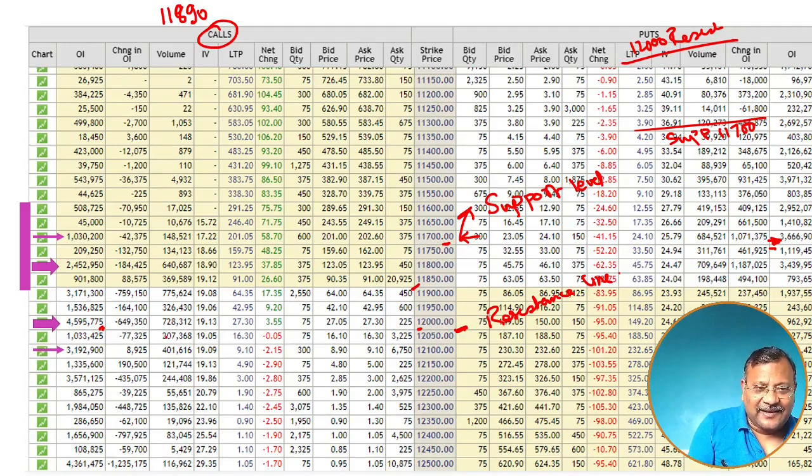Now, let us again go back to the OTM call and see where the next highest volume is happening. See, this is 45 lakhs. The next highest volume is at 12,100. That means I can reasonably say that if the market breaks out from this resistance level, it will face its next resistance at 12,100. Meaning, if the market moves out of this zone, it will face its next resistance at 12,100.